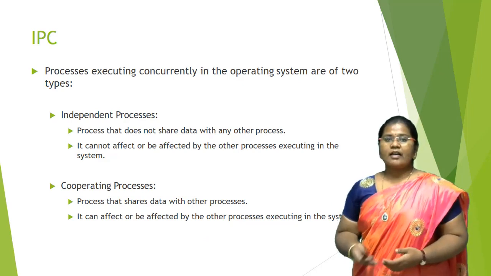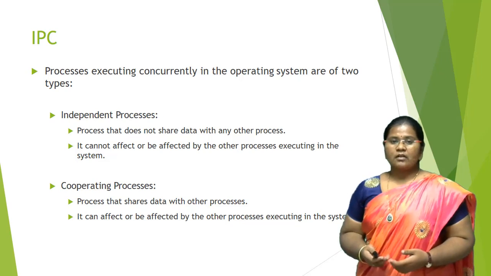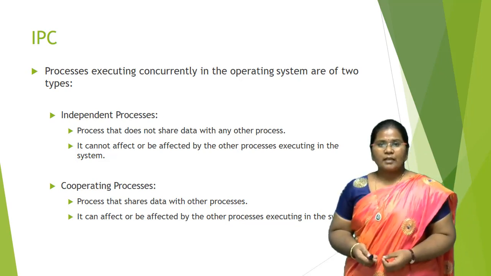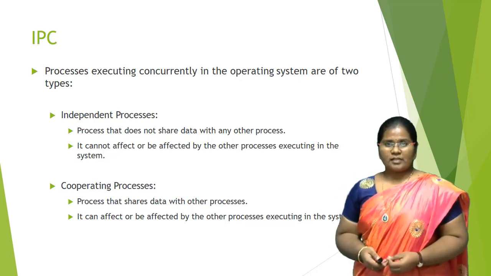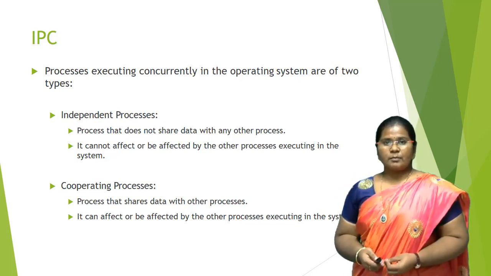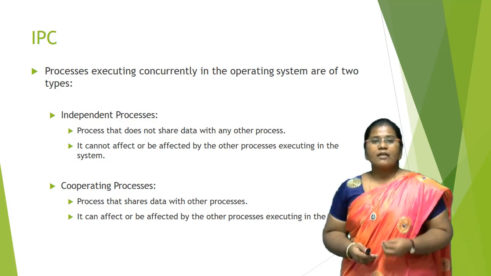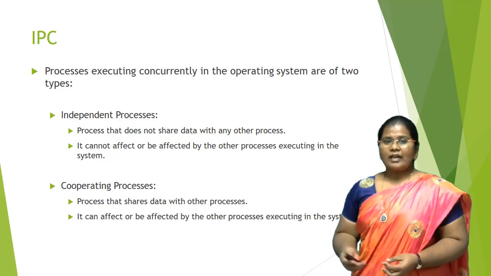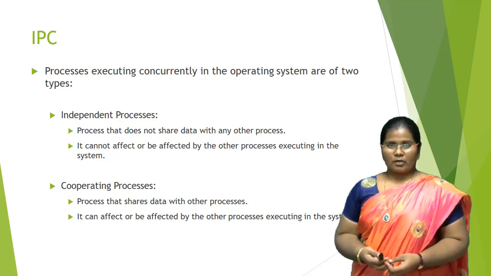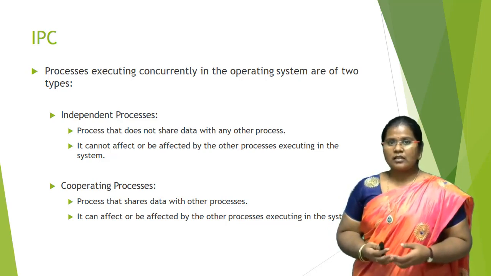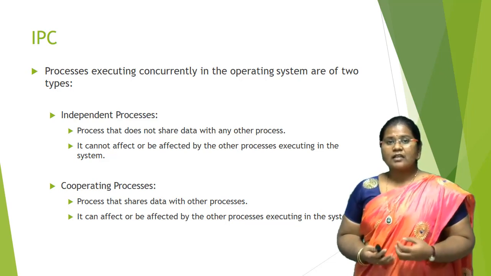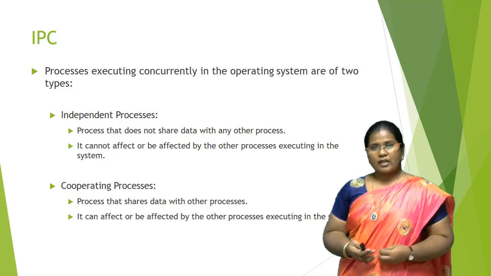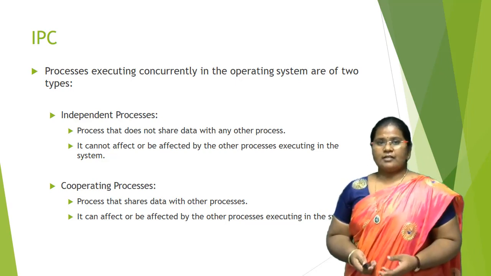Before going into inter-process communication, let us see the types of process present while executing in the CPU. We can have two types of process: independent process and cooperating process. An independent process will not share its data with other processes, nor take data from other processes. In simpler terms, it will not be affected by other processes, and it will not affect other processes.